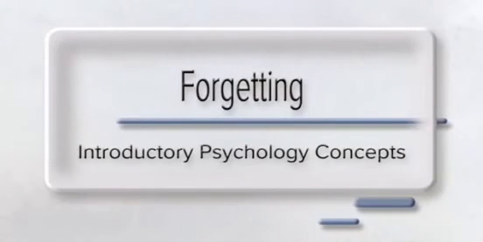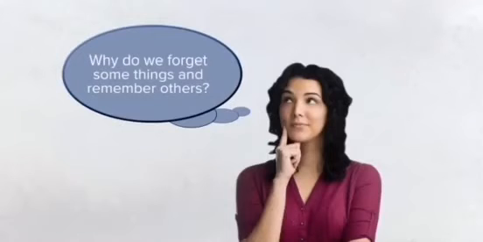Introductory Psychology Concepts. Forgetting. Why do we forget some things and remember others? Psychologists define memory as the retention of information or experience over time. Memory occurs through three important processes.